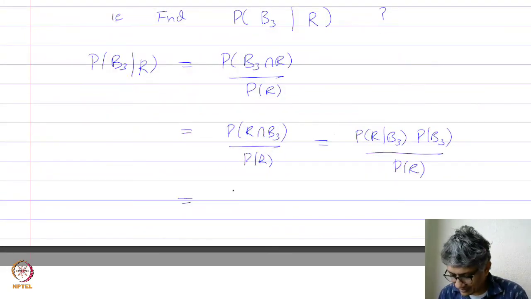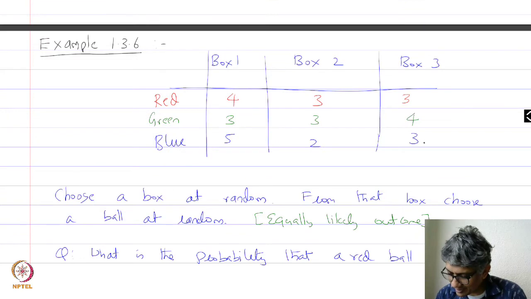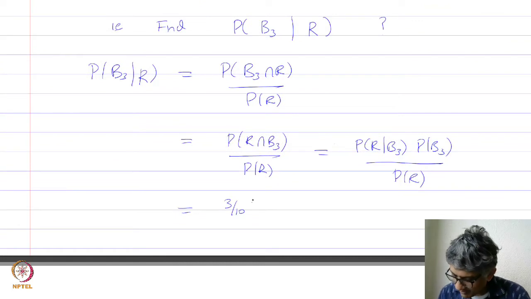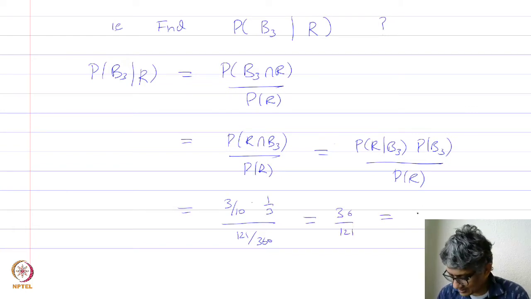So you know both these things. You know R given B3 is 3 by 10, right? That's what we did before. Let's go back and check. R given B3: there are 10 balls and 3 of them are red, so 3 by 10. Come back down. Probability of B3 is 1 over 3, and probability of R, which we calculated, is 121 by 360. So you do this, and then you get 36 by 121, and that's something like 0.29.